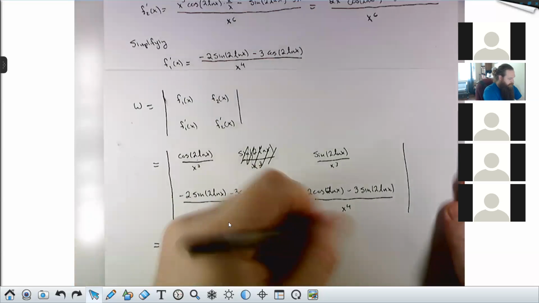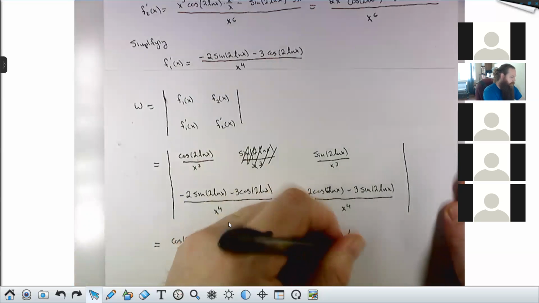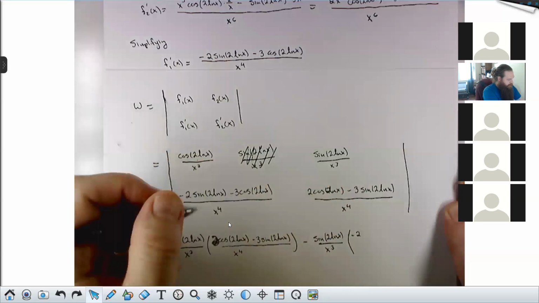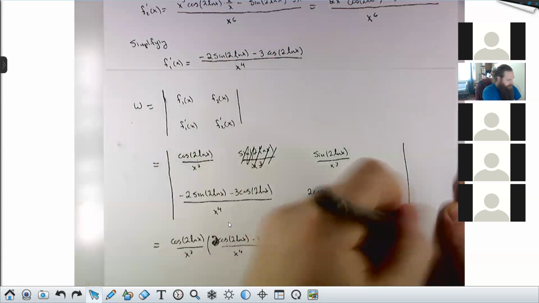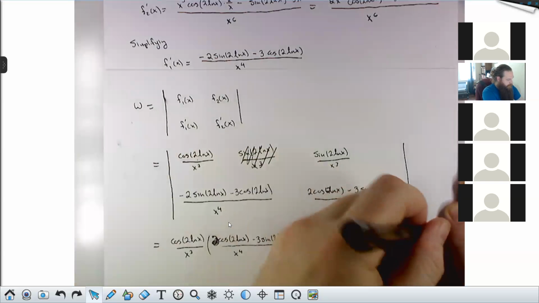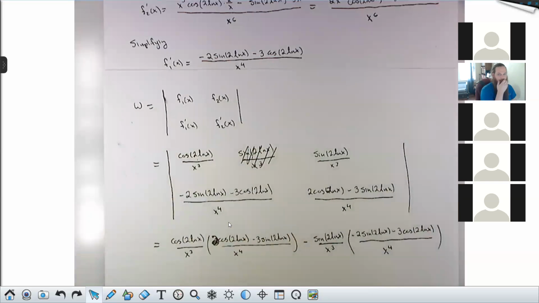All right. Sine 2 ln x over x cubed times this quantity, which is negative 2 sine 2 ln x minus 3 cos 2 ln x, all over x to the 4. And that's our Wronskian. So let's see what we get. Looks a little nasty. Oh, and I suppose this is part of the point, right?